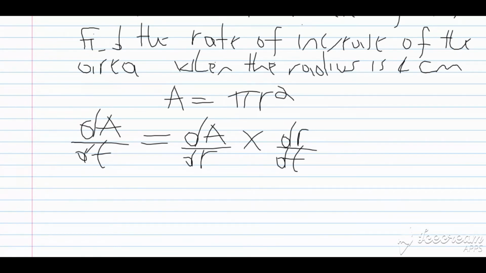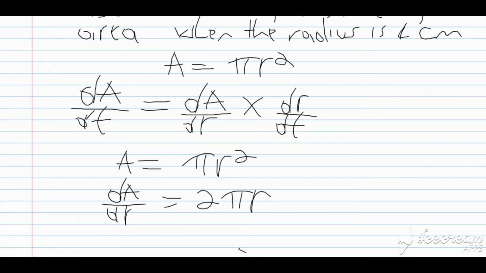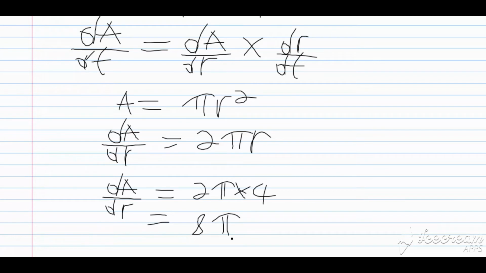Alright, let us find the rate of change of area with respect to the radius. So we have area equal to pi r squared. So we can say that dA over dr is equal to, we carry the 2 to the front, so I'm going to have 2 pi r. Now, at this instant, we are told that the radius is 4 centimeters. So I can actually say dA over dr is equal to 2 pi times 4, which is going to give me 8 pi. Good. So this is a change in the area with respect to the radius.